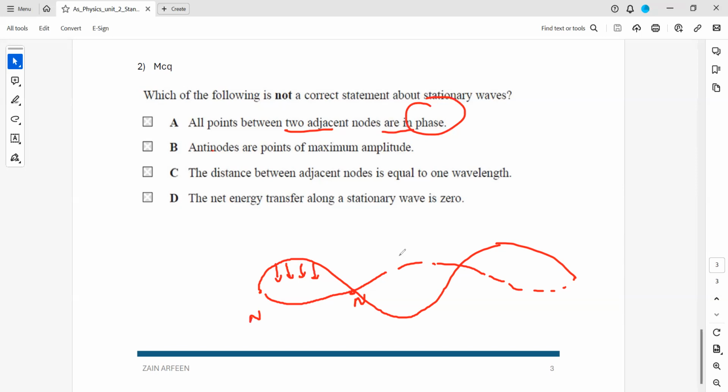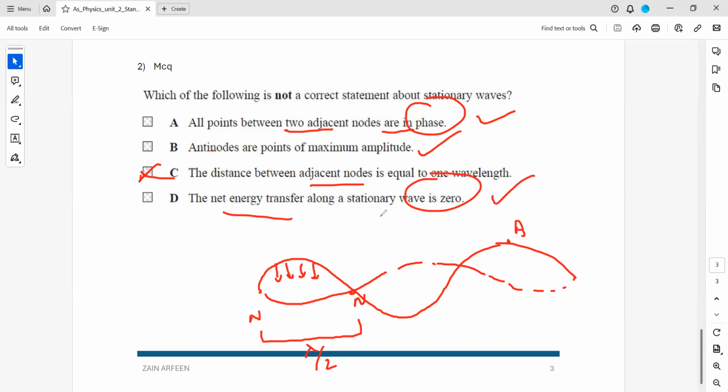Antinodes are the points of maximum amplitude. That's also correct. Distance between the adjacent nodes is equal to one wavelength. The distance between two adjacent nodes is half a wavelength, not one wavelength. So this is not correct. The net energy transfer is zero. The stationary wave does not transfer energy. So this statement is also correct. So C is the right answer.